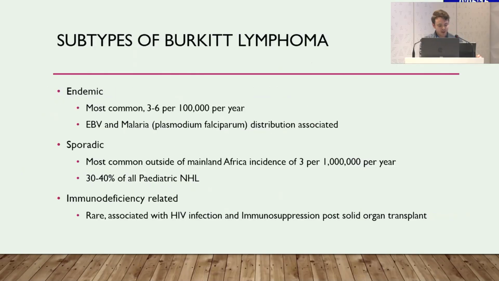The endemic subtype is the most common form of Burkitt's lymphoma. It has an incidence of approximately 3 to 6 cases per 100,000 per year in Africa, and its distribution is closely associated with EBV and Plasmodium falciparum malaria.